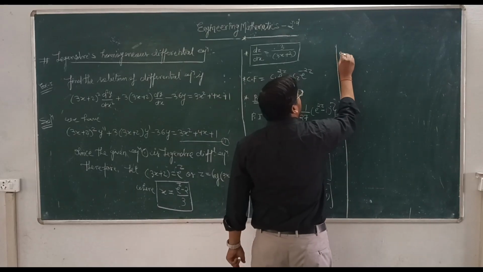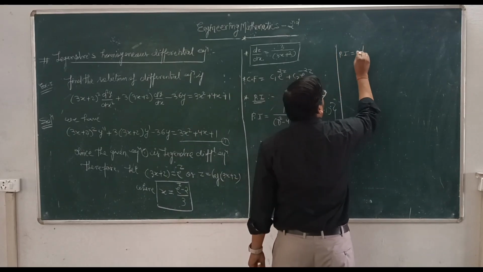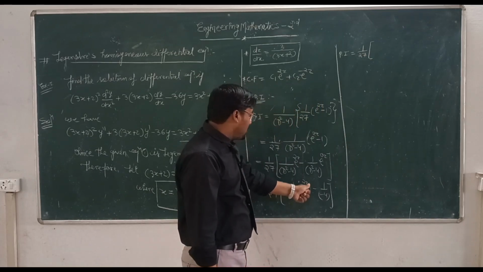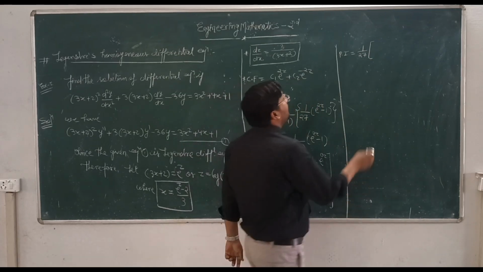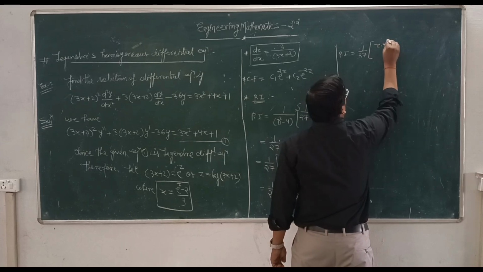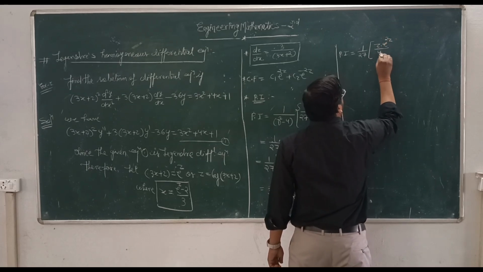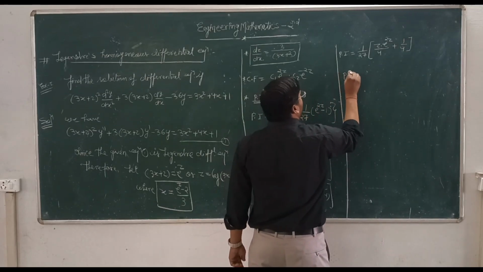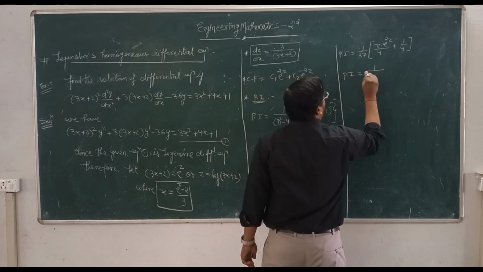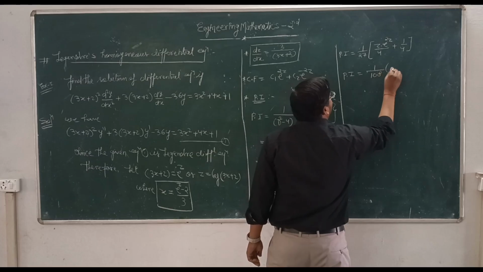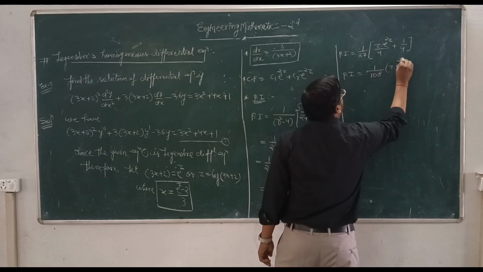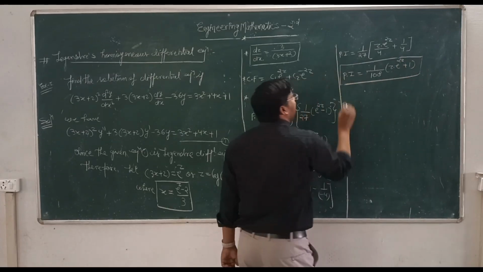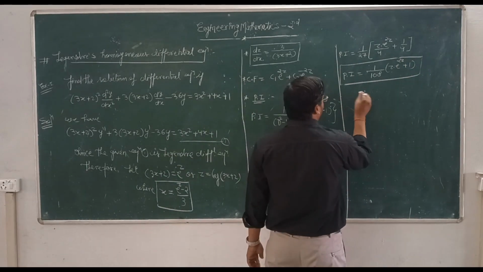You can write PI is equal to 1 upon 27. Put the value of e to the power z. This means D is equal to 2. Now you can find z into e to the power 2z upon 4 minus plus 1 by 4. Or you can simply write PI is equal to 1 upon 108, z into e to the power 2z plus 1. This is your PI.